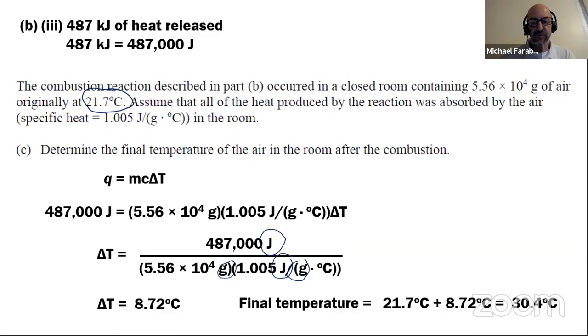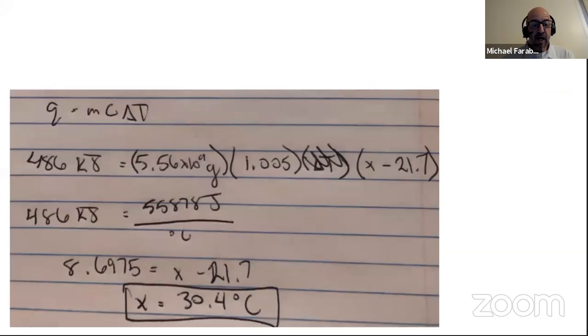Let's take a look at some student answers here. This looks good, but I was a little concerned about this. They got the right answer, but notice they have kilojoules on the left and they have joules on the right. So somehow they were able to convert 486 into 486,000 and do that math. So they got the right answer, but that was a little concerning to me, that somehow the units did not look like they were going to cancel out.